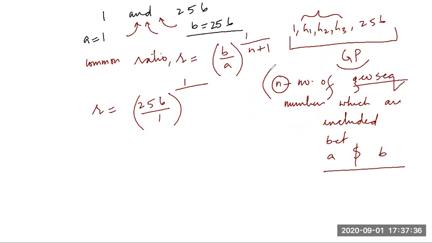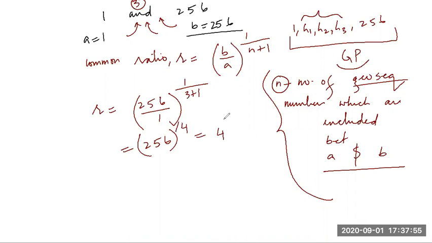This concept is same as in AP when you're doing arithmetic progression. So divide by n plus 1, we want to insert three terms. So it will be 3 plus 1. So this is equal to 256 raised to power 1 by 4. This is equal to 4 raised to power 4. 4 raised to power 4, raised to power 1 by 4, making r is equal to 4.